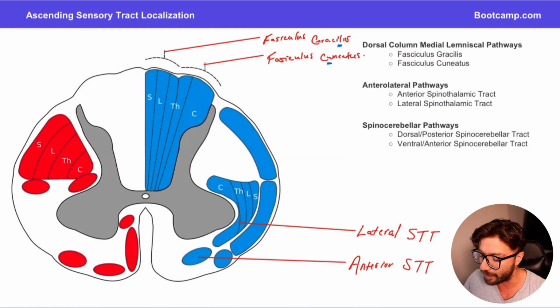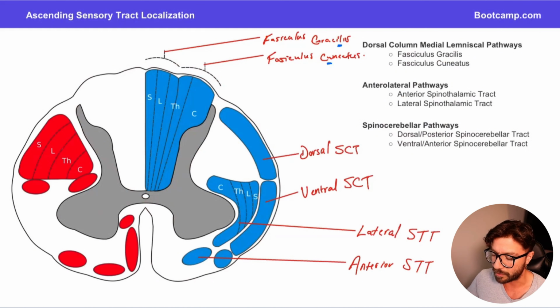Then finally, we have our spinocerebellar pathways. We have a dorsal or posterior spinocerebellar pathway and an anterior or ventral spinocerebellar pathway. And these are going to be found on the lateralmost aspect of that lateral white column. Of course, the dorsal spinocerebellar pathway is going to be found dorsally, and the anterior or ventral spinocerebellar pathway is going to be found anterior or ventral. So let's get these labeled. Okay, so we have our dorsal spinocerebellar tract and our ventral spinocerebellar tract.